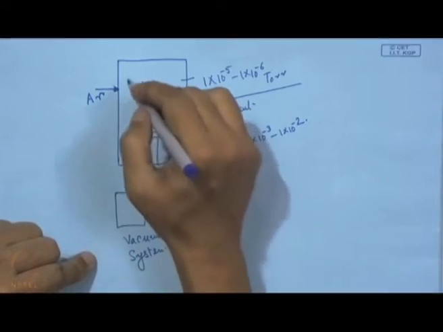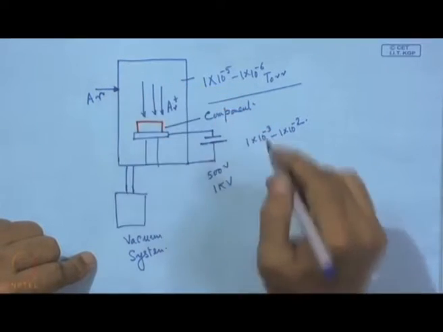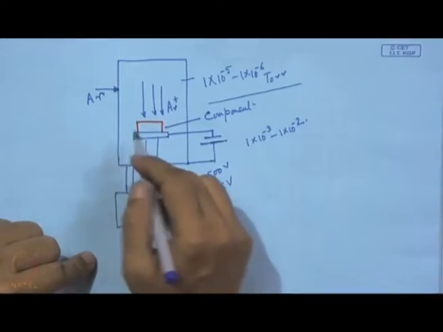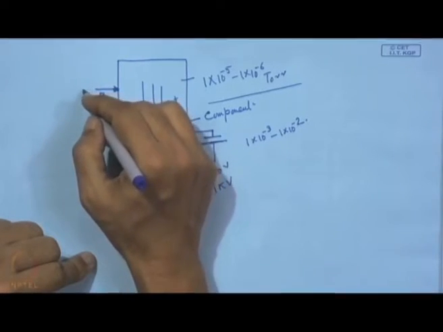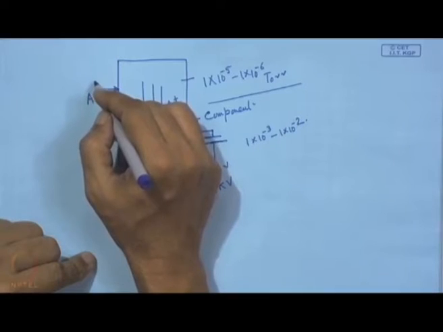Obviously, here the process pressure and the things that should be looked at, that means the flow rate of argon, which is controlled by a mass flow controller from this side.